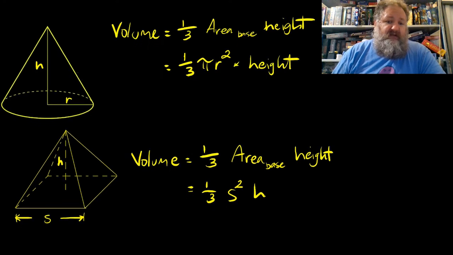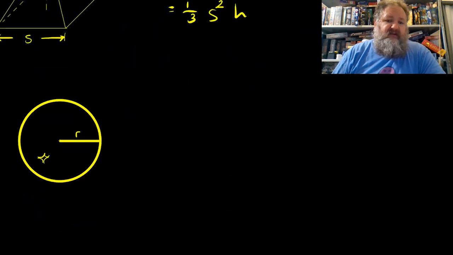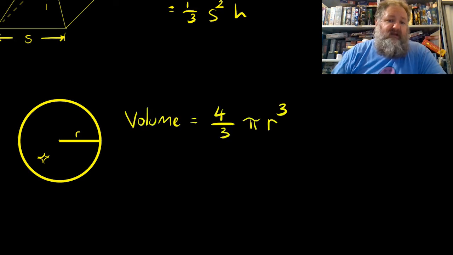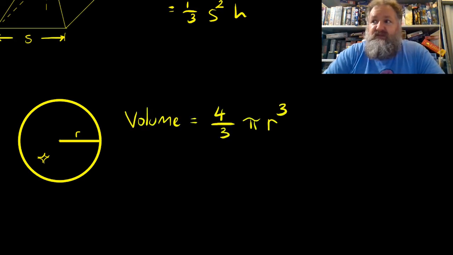The very last one that I'll talk about is a good old sphere. And again, it is way beyond the scope of what we learned to know why this rule works, but it does. The volume of a sphere is 4/3 pi r cubed.